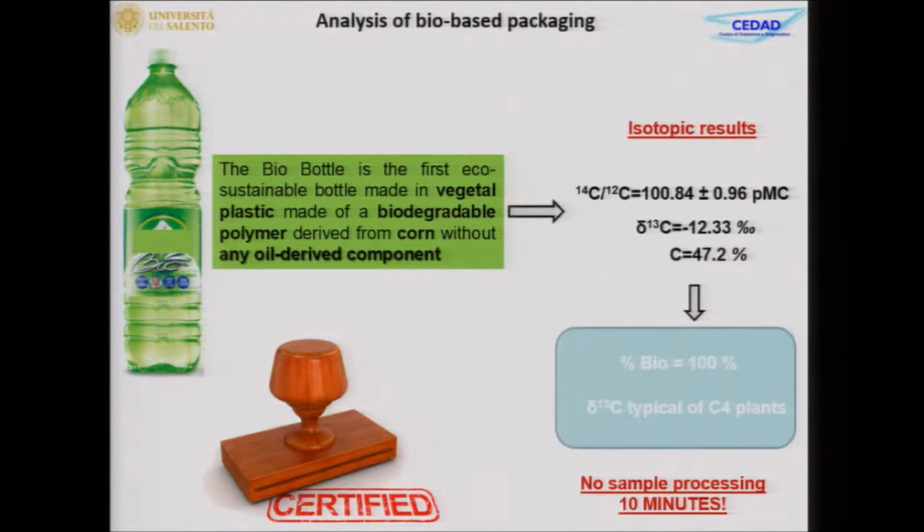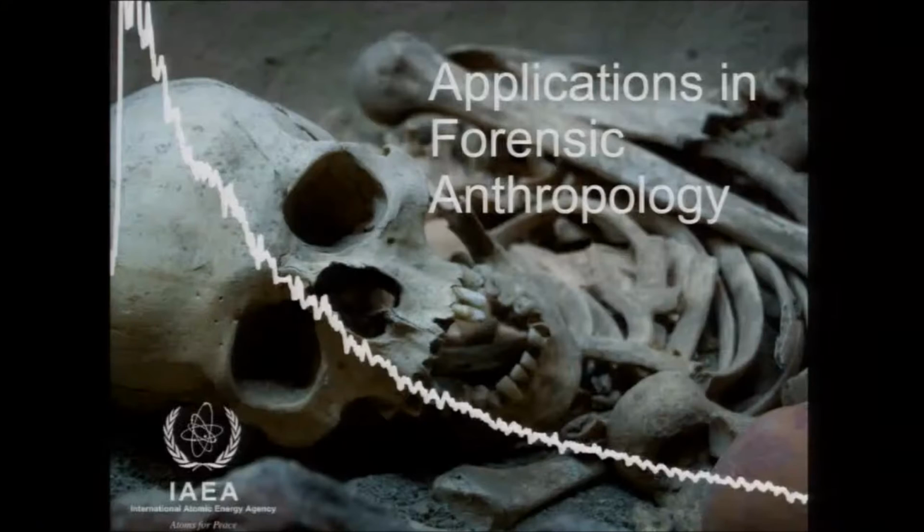We just wash a little bit with ethanol and it's easy. You can simply drop it into the elemental analyzer and in 10 minutes obtain the C14 age and the stable isotopes. And so this is, again, a very fast method. We have also several applications in forensic anthropology.